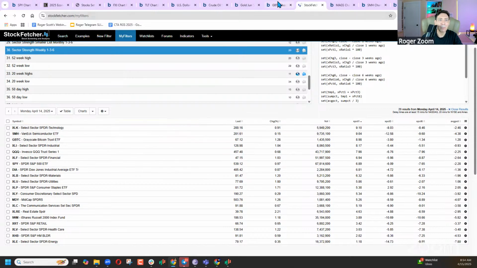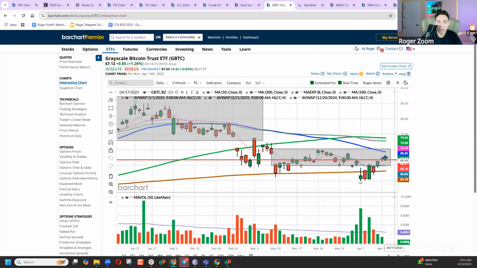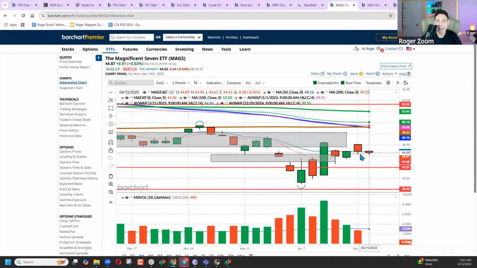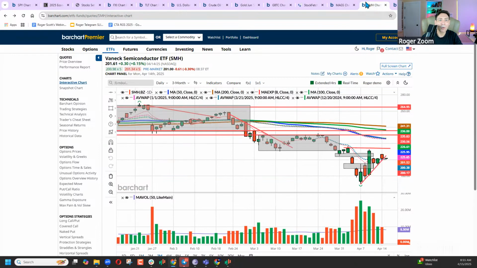All right. What about Bitcoin? Bitcoin's actually moving higher. I like this. I like what I'm seeing here. But again, I'm very nervous about the mega caps trading right here in this area right now. That's not a good sign. What about overall market momentum?